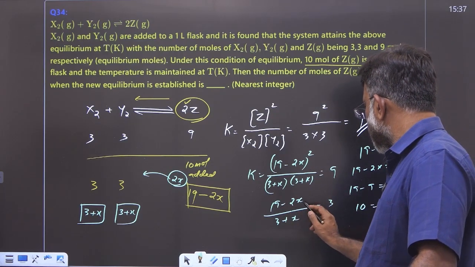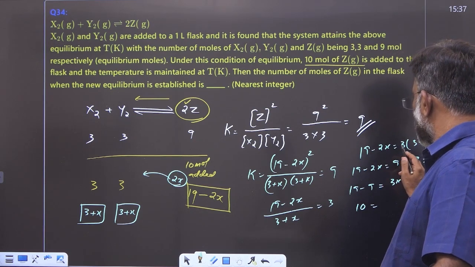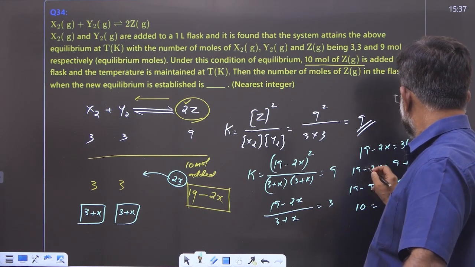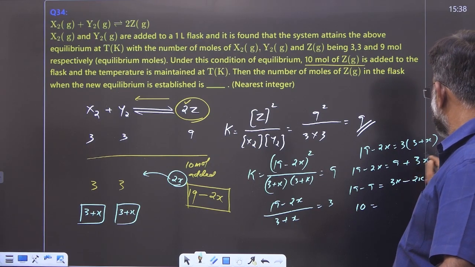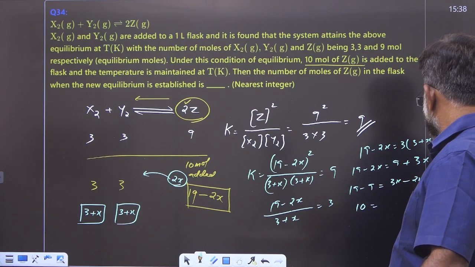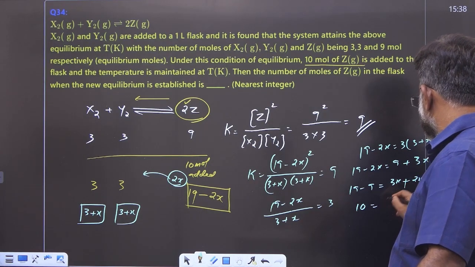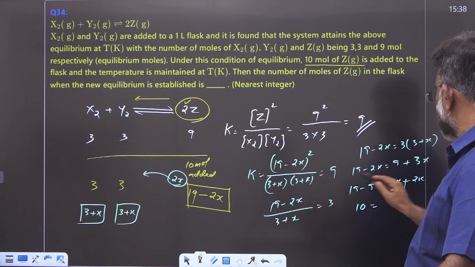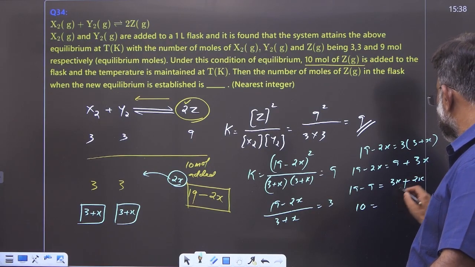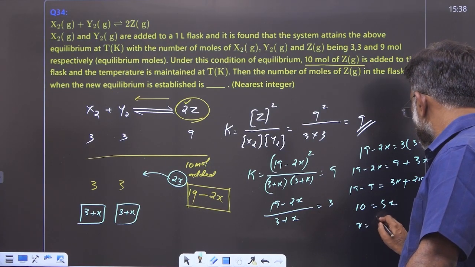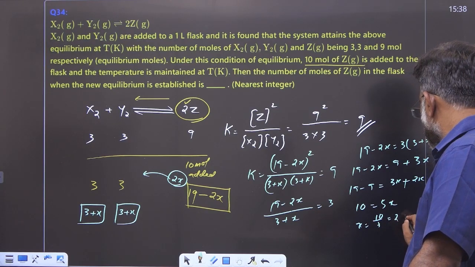19 minus 2x equal to 3 into 3 plus x. Right? 3 into 3, 9 plus 3x. So when this comes to this side, it is plus. Some mistake happened. So 19 minus 9 equal to 3x plus 2x, you get 5x. Therefore, x is equal to 10 by 5, you get 2.